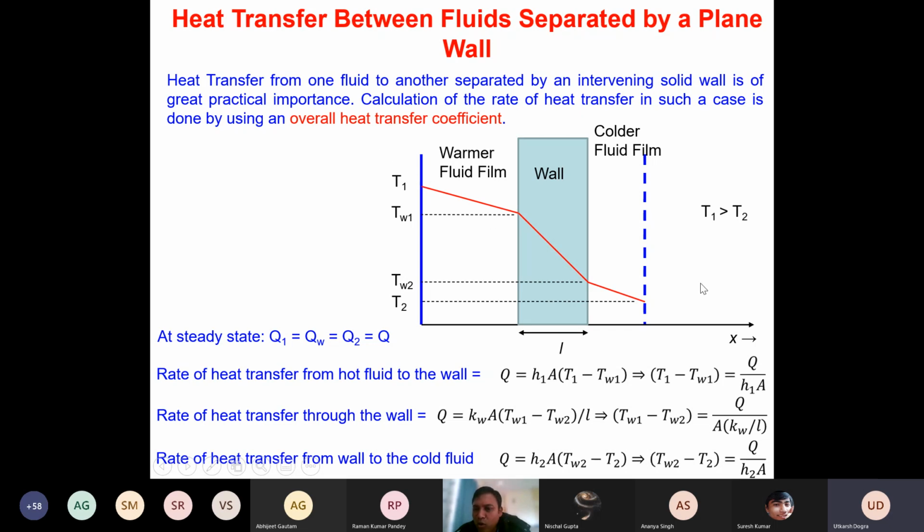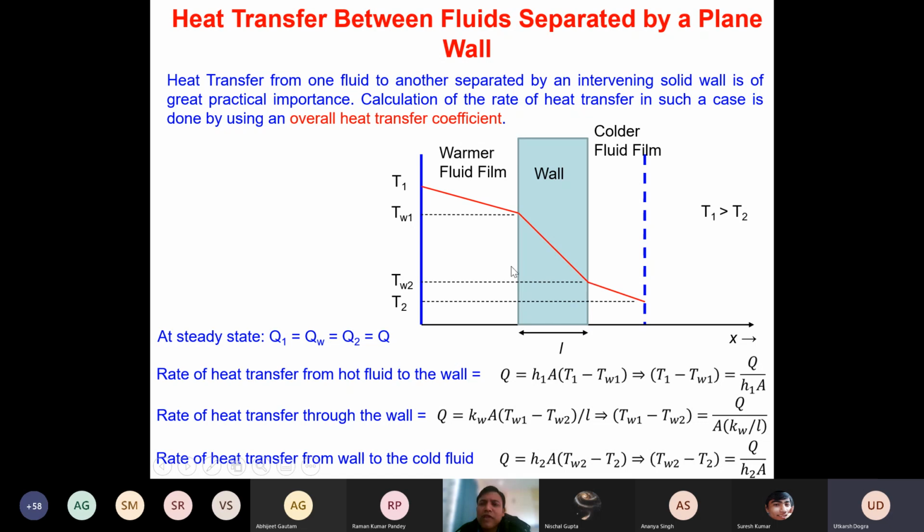And this colder fluid is at a temperature T2 here. Now the convection is taking place between this warmer fluid and this solid wall. So the surface temperature on this left hand side wall surface is TW1, whereas again the convection takes place between this hot wall and the colder fluid, and therefore the surface temperature on the right hand side surface of this wall is TW2.